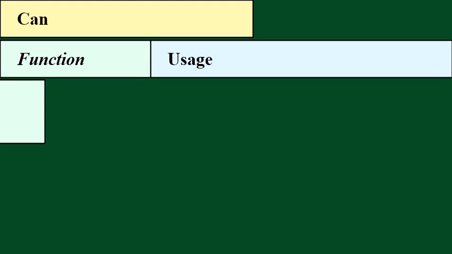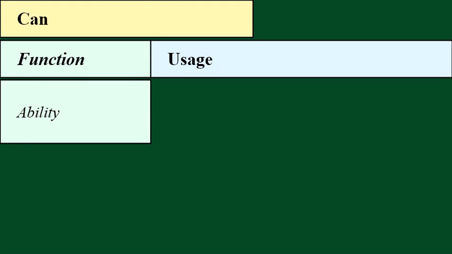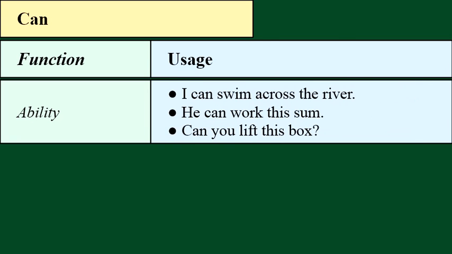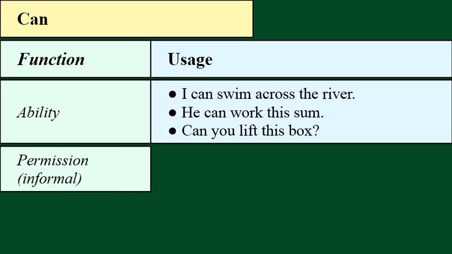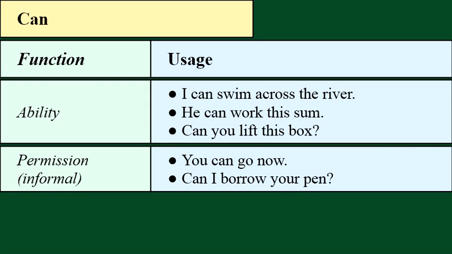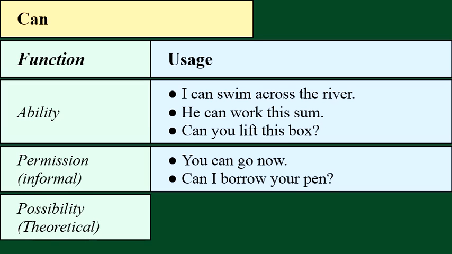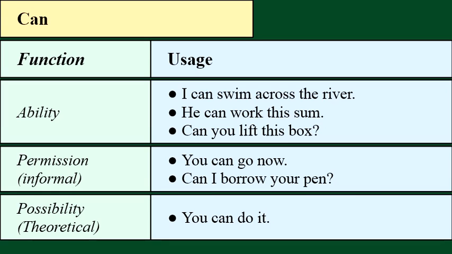Can. It is used to indicate ability. The examples are: I can swim across the river. He can work this sum. Can you lift this box? It is also used to indicate permission. The examples are: You can go now. Can I borrow your pen? It is also used to show possibility. The example is: You can do it.